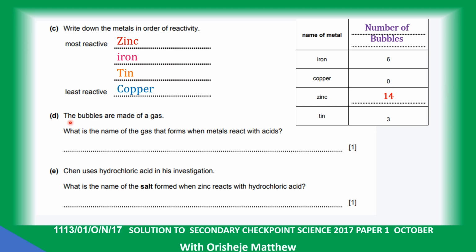The bubbles are made of a gas. What is the name of the gas? Hydrogen. Shen used hydrochloric acid in this investigation. What is the name of the salt formed when zinc reacts with hydrochloric acid? Zinc chloride.